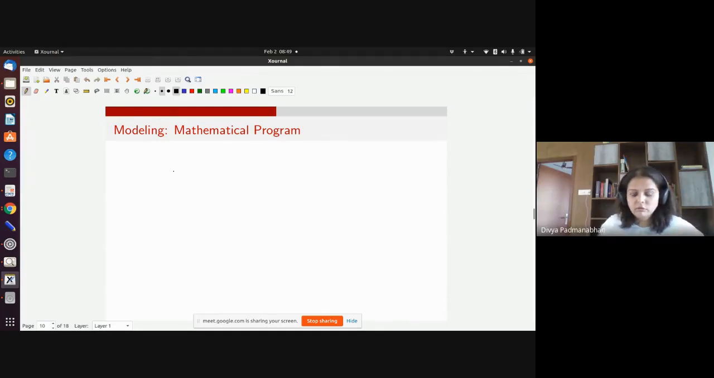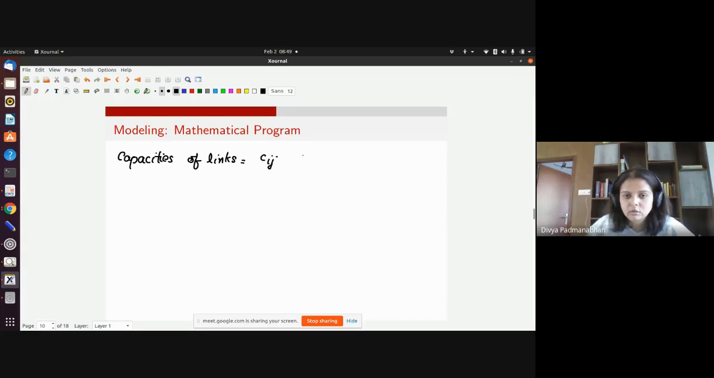Okay, so it's the flow problem, and again, you want to send something from S to T, and you have some capacity. So let me call the capacities Cij, capacities of the links. So, for arc ij, it is Cij for every ij in the network, the set of edges.